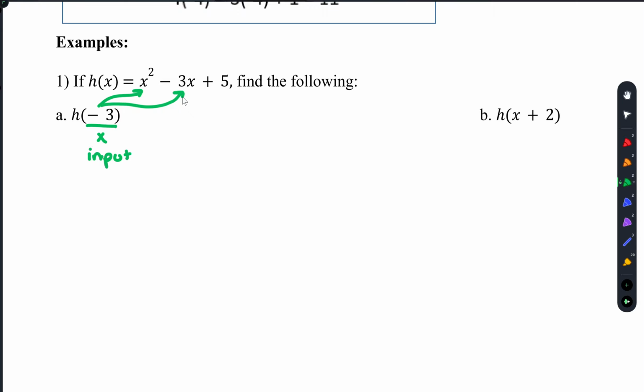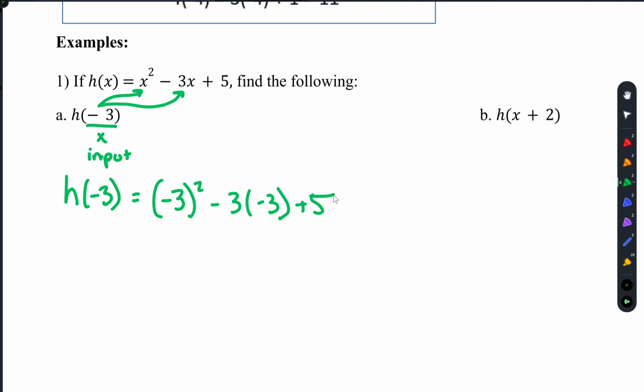A lot of us got this wrong. There's those last two problems on our test, if you remember what they were. A lot of us got them wrong, like 98% of us, just because we did not plug things in parentheses. So we are going to make extra sure that when I say h of negative 3 and I start plugging things in, I put this negative 3 in parentheses every single time, because I got to remember that that negative goes with that 3.